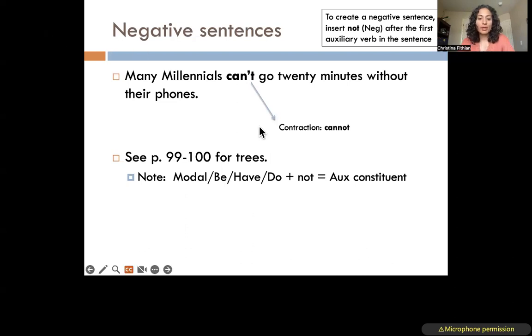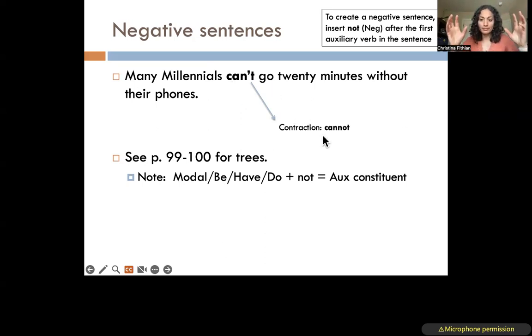Okay, so here's an example of a negative sentence with a modal auxiliary. Many millennials can't go 20 minutes without their phones. So in this case, many modal auxiliaries are going to use a contraction form. Well, and that's actually true of all of the auxiliaries. They're most likely going to use a contraction form, especially in speech, like haven't, can't, shouldn't, these kinds of things. Won't, that's another one.